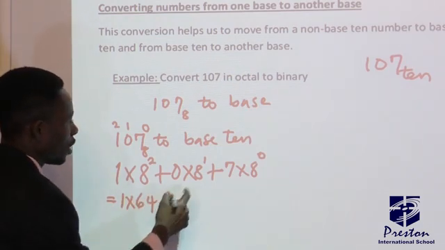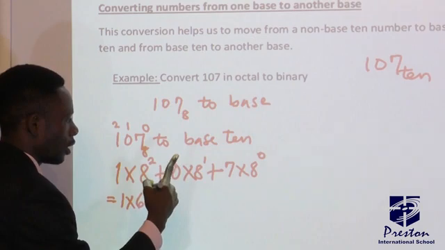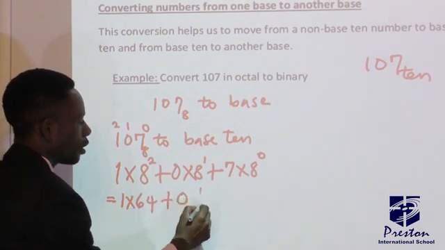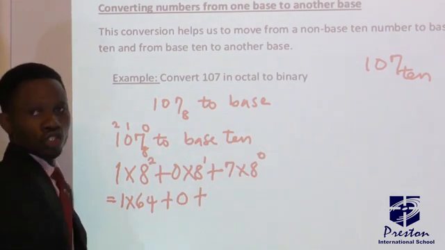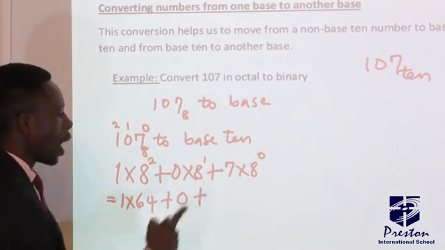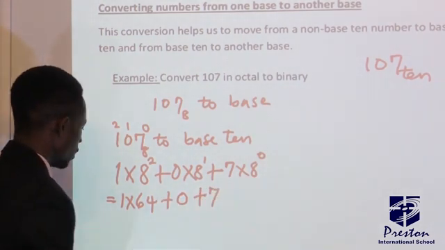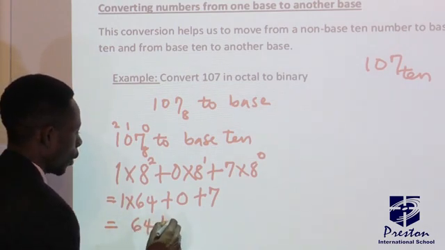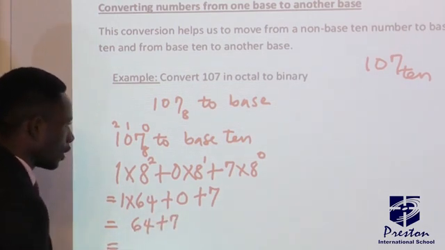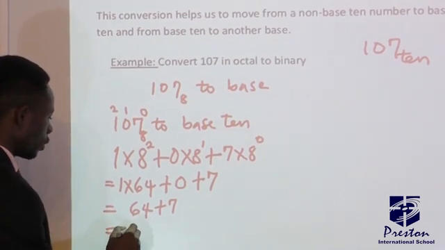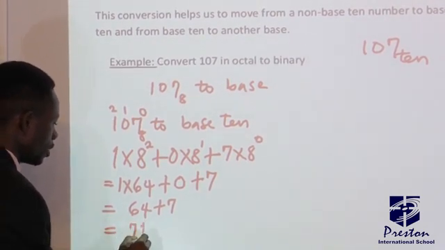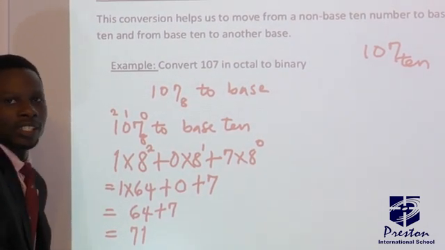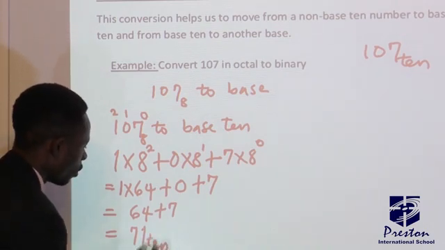Plus 8 raised to the power 1 should give us 8, multiplied by 0, everything there will give us 0. Then 8 raised to the power 0 will give us 1, and 1 multiplied by 7 should also give us 7. Which made the final answer here to be 64 plus 7. And what is 64 plus 7? 64 plus 7 will give us, I think, 71. This 71 now is in base 10. Okay, we have done the first part.